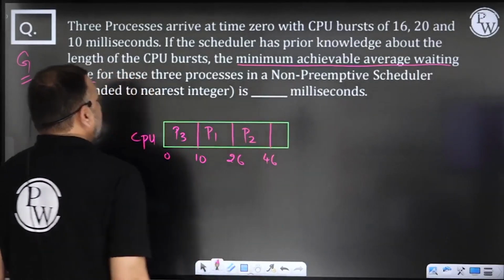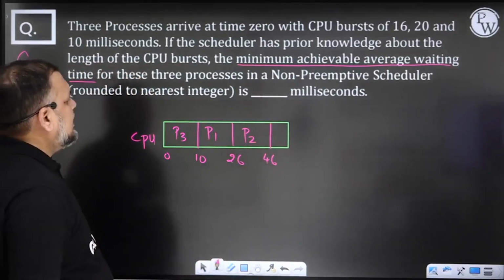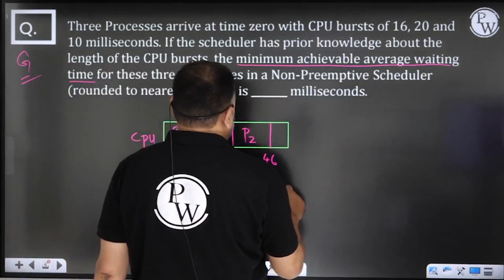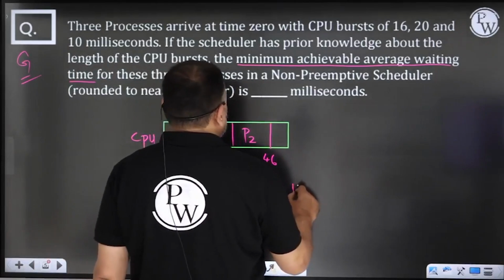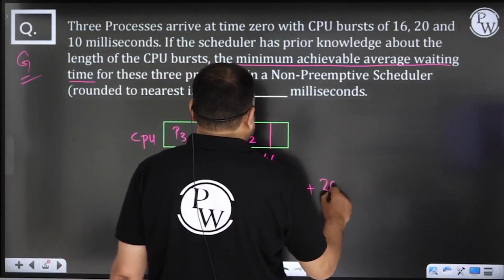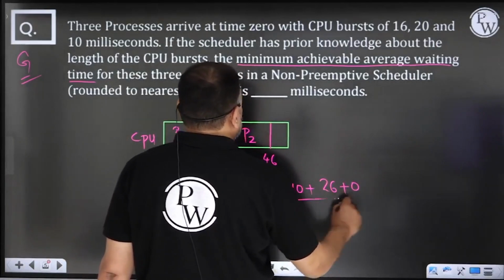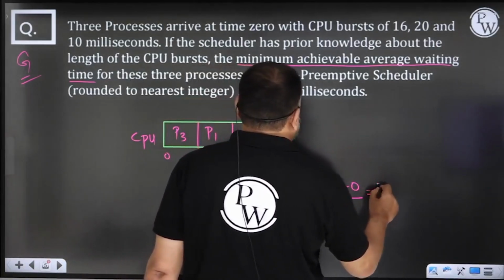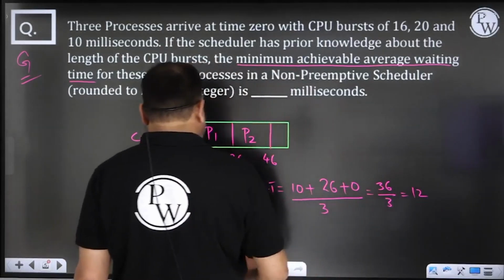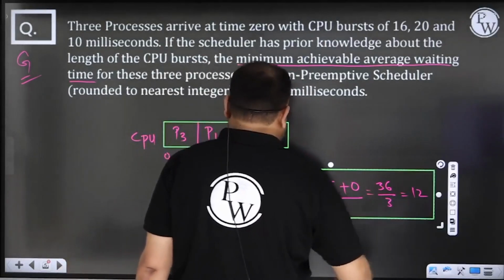That's it. Average waiting time they ask. P1 has waited 10 units, P2 has waited 26 units, P3 has waited 0 units. Divided by 3: 36 divided by 3 is 12. That's all. This is the concept.